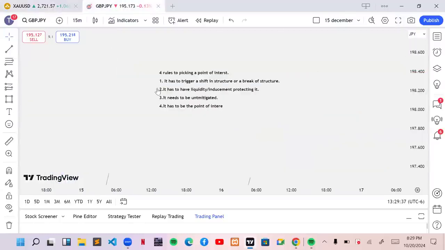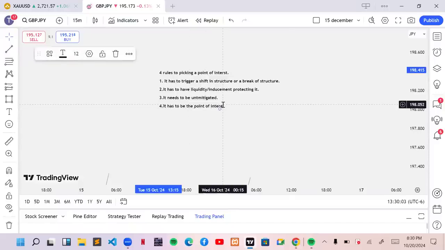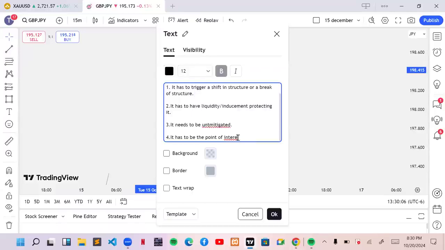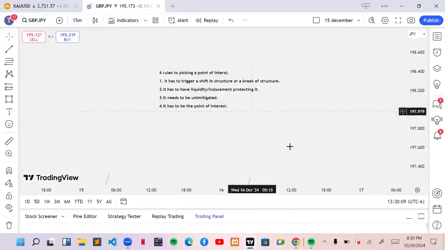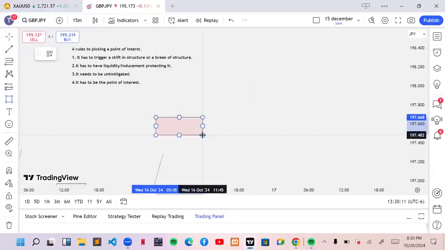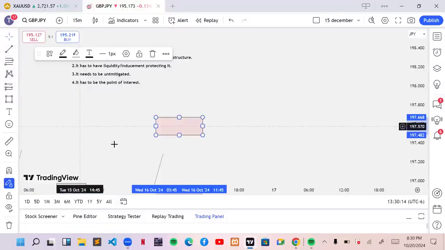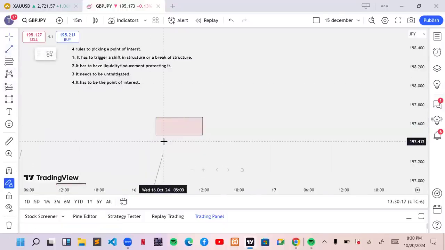So the first rule says it has to trigger a shift in market structure or a break of structure. The second rule says it has to have liquidity protecting it. The third rule now says it needs to be unmitigated. Now, proper mitigation is after market breaks structure or has a shift in market structure, the market comes back to tap into a point of interest. That is what mitigation is. Mitigation is only valid when it happens after a break of structure or a shift in market structure. So, for example, this is our order block right here, and the market breaks past that zone and market breaks past that zone.